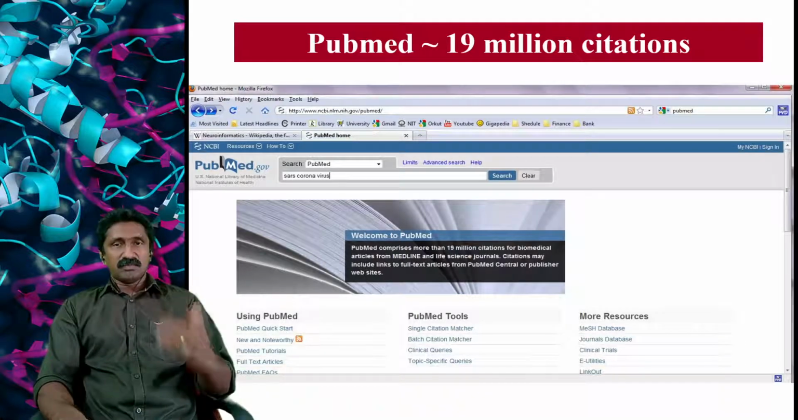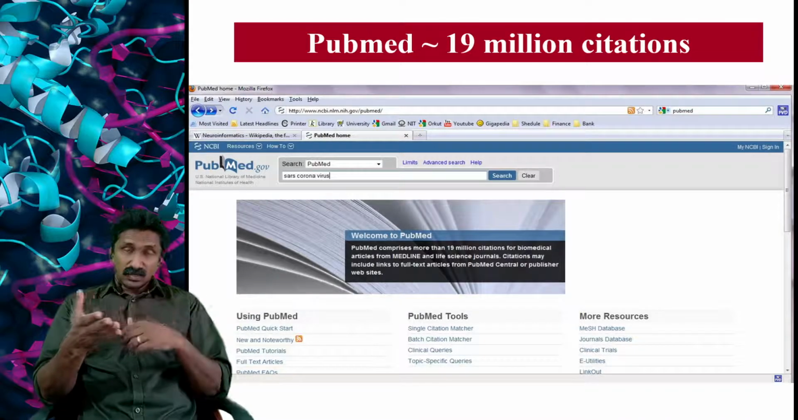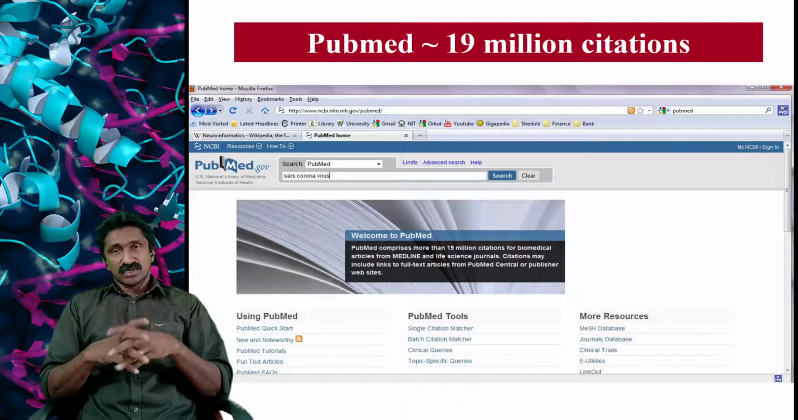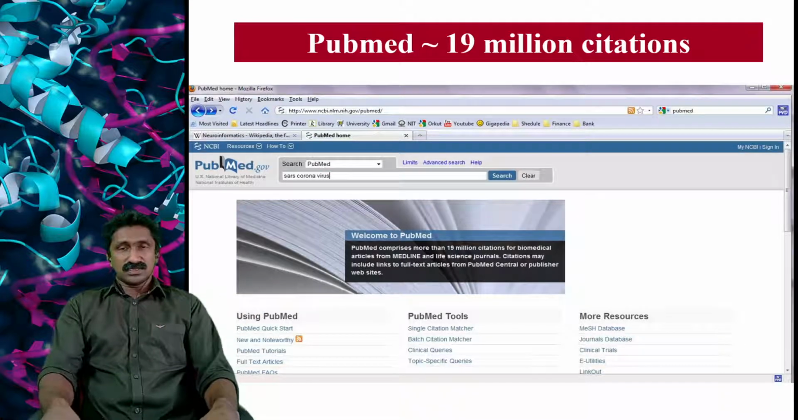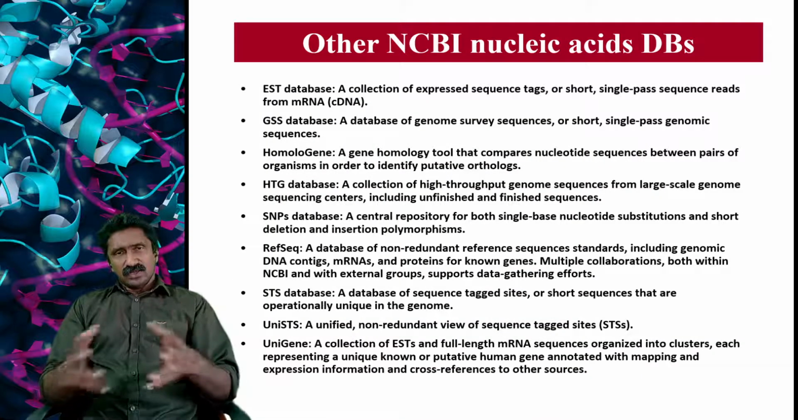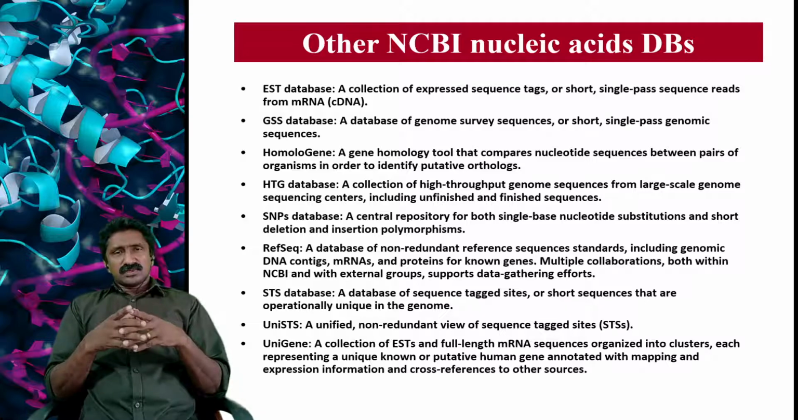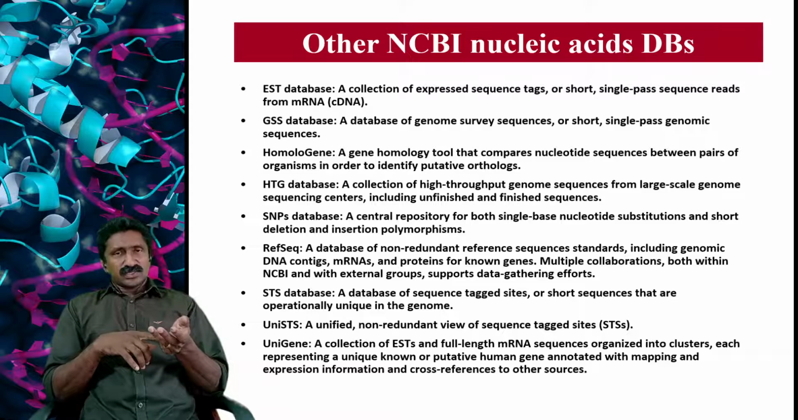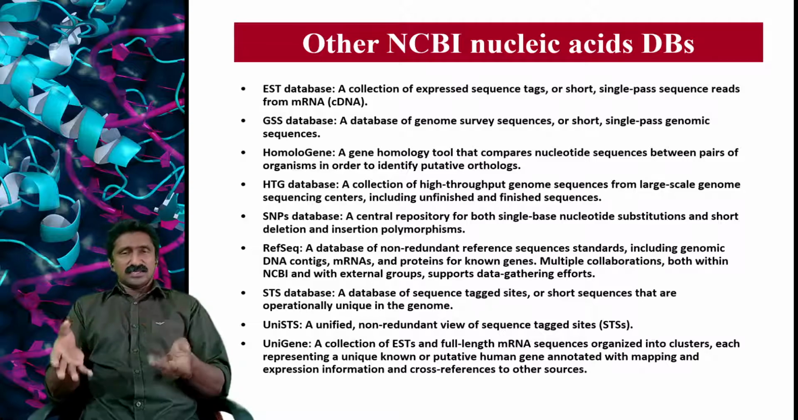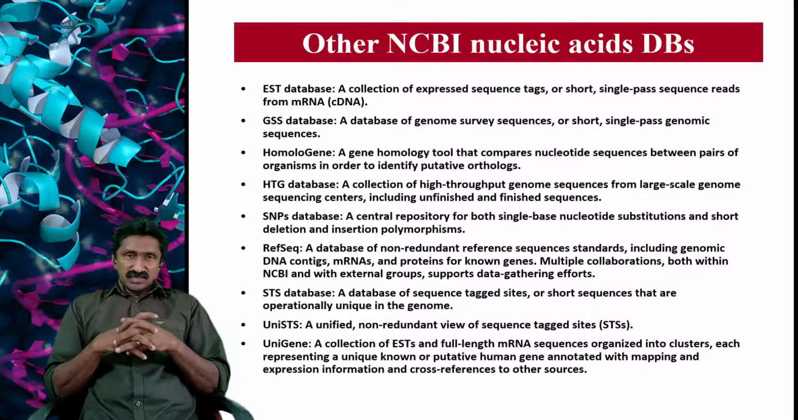So PubMed is the literature database, and this is also an old slide. At that time, at least 2 or 3 years back, there were 19 million citations, but now you can see it will be 23 or 25 million citations, at least it should be there. Now, as I mentioned, other than the nucleotide sequence database or GenBank, the protein sequence database, and PubMed, which stores the literature information, there are other databases present in NCBI.